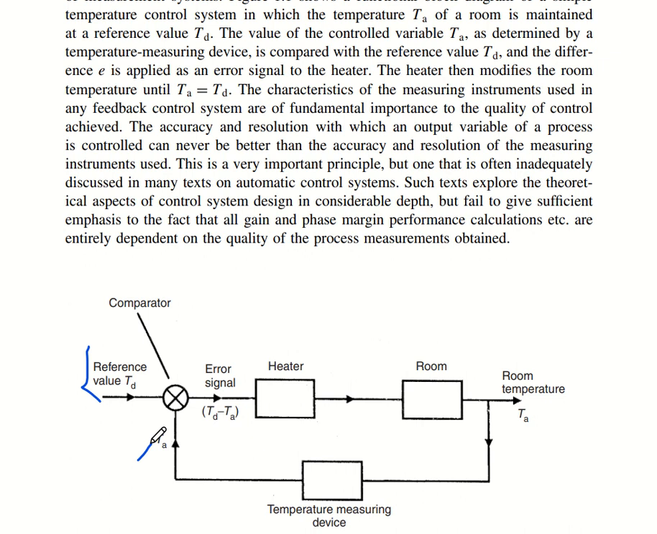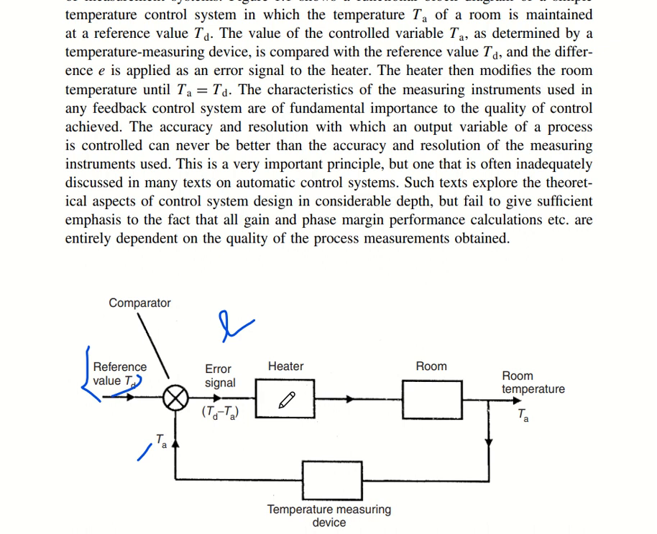So the value of the controlled variable TA, as determined by the temperature measuring device, is compared with this reference value TD. And the difference, which is called E, the error, TD minus TA, is measured, right? And that difference is applied as an error signal to the heater. We are sending the subtraction of TD and TA to the heater. So the characteristics of a measuring instrument used in any feedback control system are of fundamental importance to the quality of control achieved.